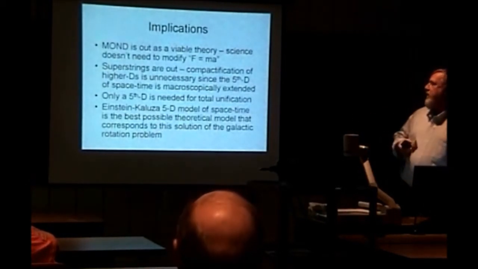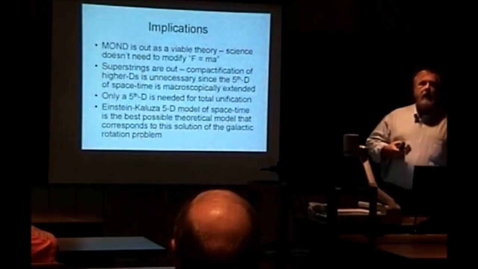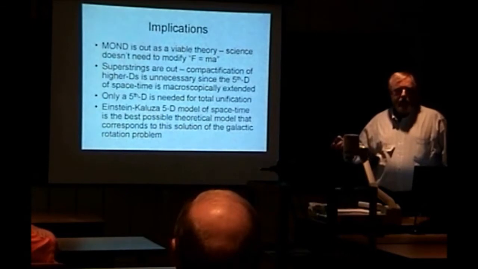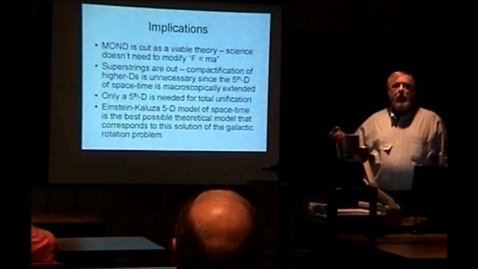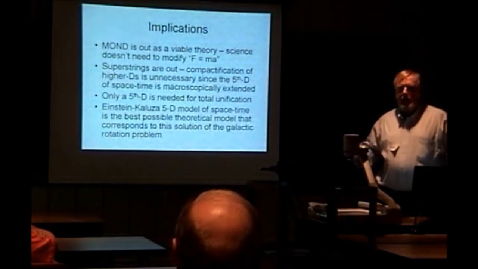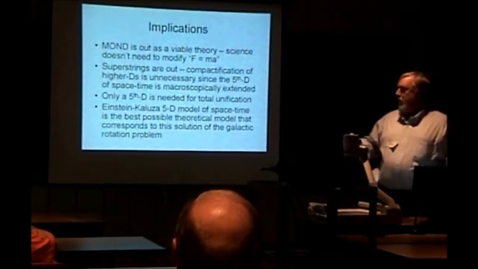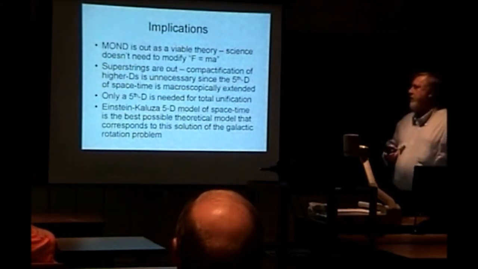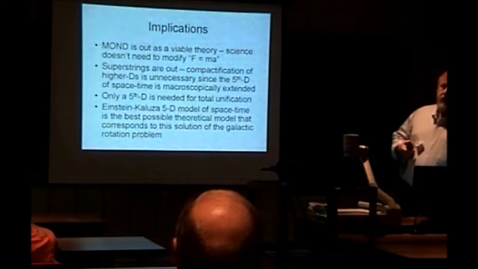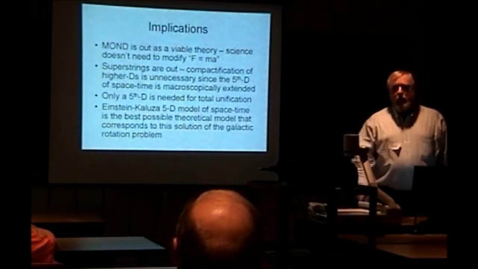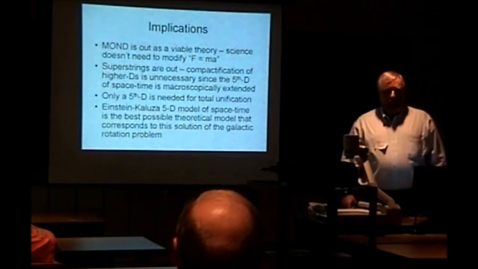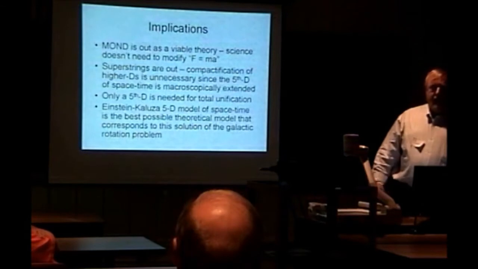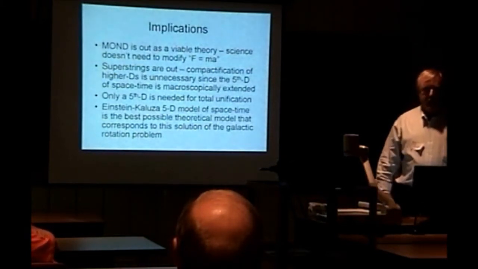Only 5-dimensional space is needed for total unification. In other words, you can unify relativity and quantum theory and actually show what all the 4 natural forces or interactions are in a 5-dimensional theory. You don't need 6, 7, 8, 9, 10, 11, or 26 dimensions like in superstring theory. This leads to the Einstein-Kaluza 5-dimensional model of spacetime as the best possible theoretical model that corresponds to the solution of the galactic rotation problem, and you can unify all of physics based on that model. Einstein worked in this model. He wrote papers on it in 1938 with Peter Bergmann, and in 1949 with Peter Bergmann and Valentine Bargmann.